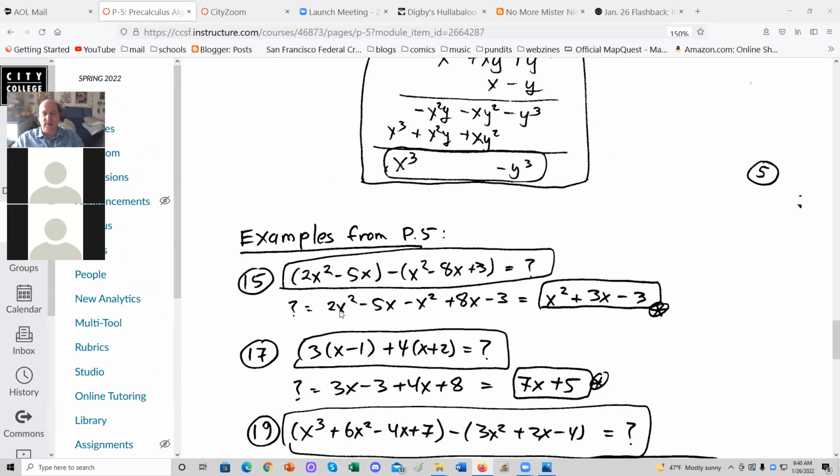Okay, then you combine like terms. 2x squared minus x squared is x squared. Minus 5x plus 8x is 3x. And minus 3 is minus 3, so this is the result. X squared plus 3x minus 3.